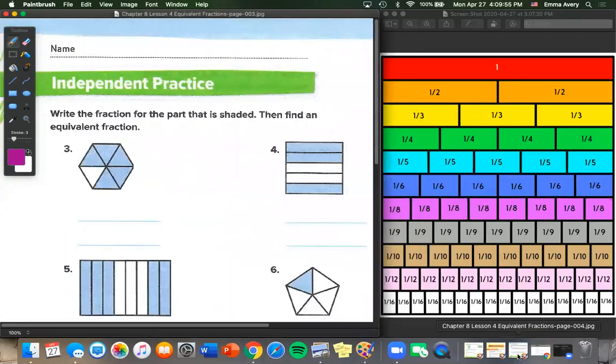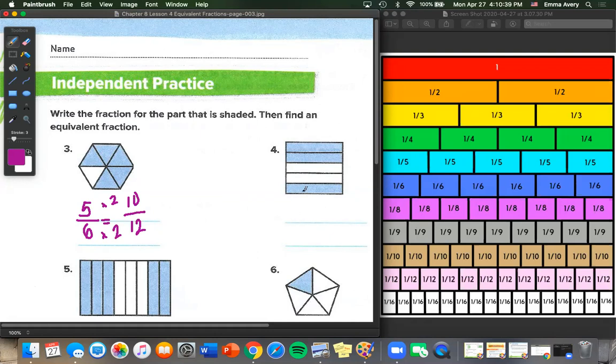On to page 3. Write a fraction for the part that is shaded, then find an equivalent fraction. So we're doing the same thing. So we have 1, 2, 3, 4, 5, 6 pieces, and 5 are colored in. So we can say 5/6 is equal to, so let's look over at our chart, 1, 2, 3, 4, 5. And if we go down, gotta go all the way down to our twelfths, and there's 1, 2, 3, 4, 5, 6, 7, 8, 9, 10 twelfths. We also see that that's equal because 5 times 2 equals 10, and 6 times 2 equals 12.